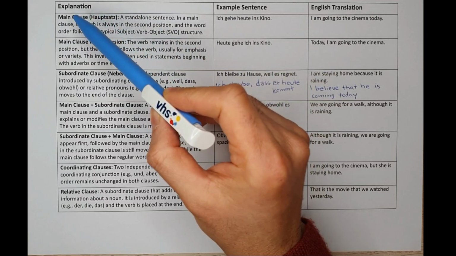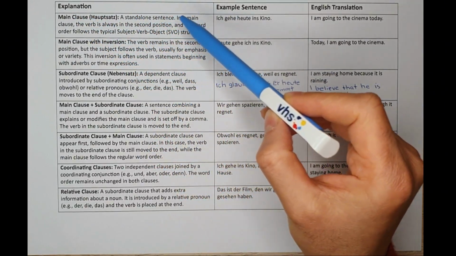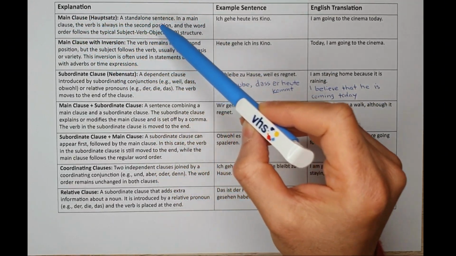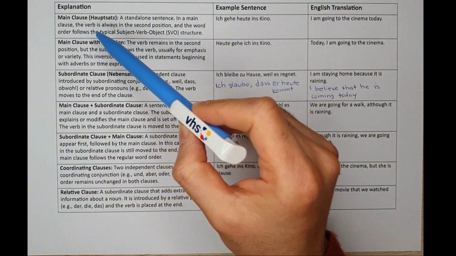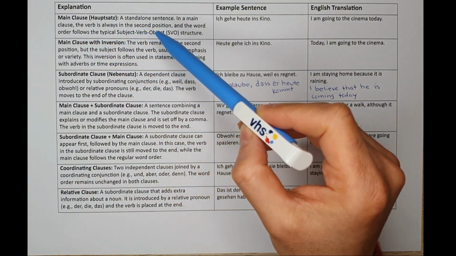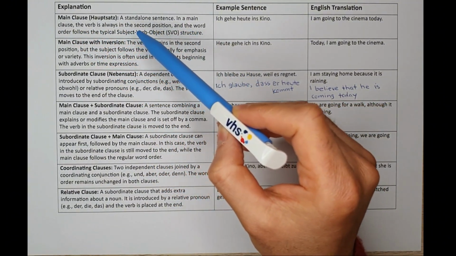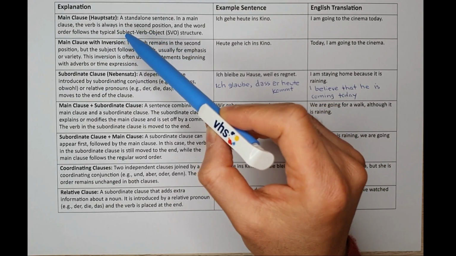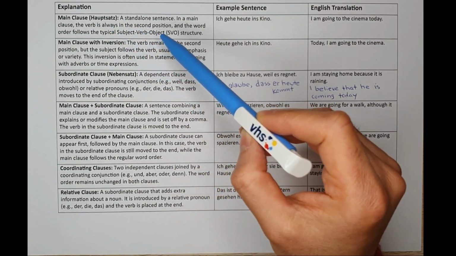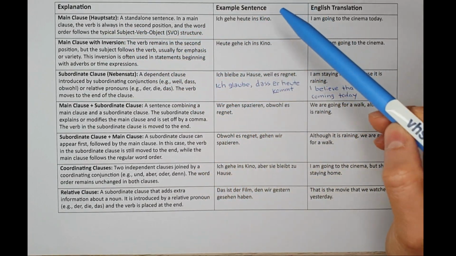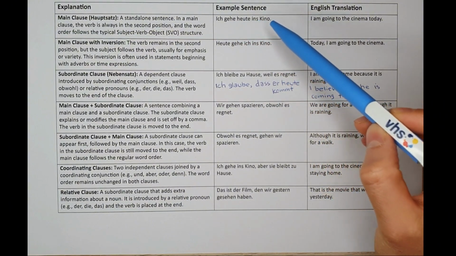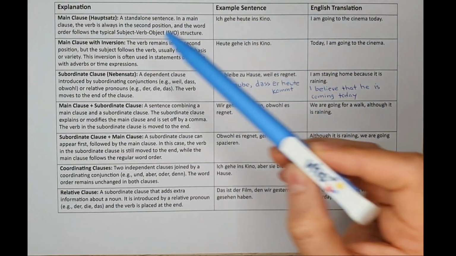So in detail now, main clause, a standalone sentence. In a main clause, the verb is always in the second position and the word order follows the typical subject, verb, object structure. This is a typical German structure format. Subject comes first, verb is in the middle, object is at the end of a sentence. Ich gehe heute ins Kino. I'm going to the cinema today.